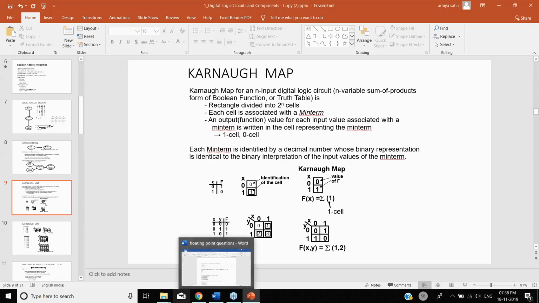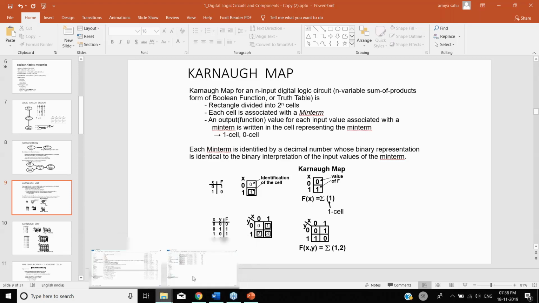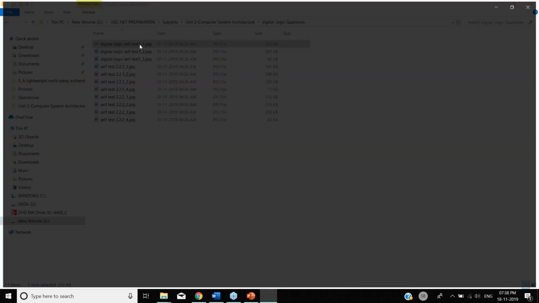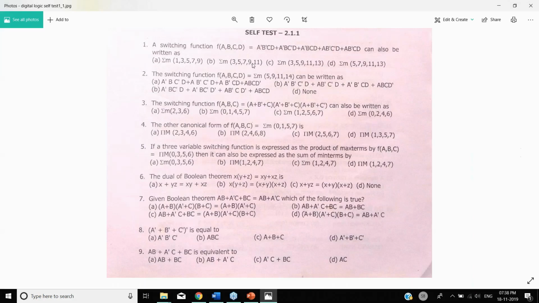Okay. So what will we do? We'll take a small test and see if we have understood it. The switching function is given here. F of A, B, C, D. A, B, C, D are four inputs, and its corresponding function is written here.